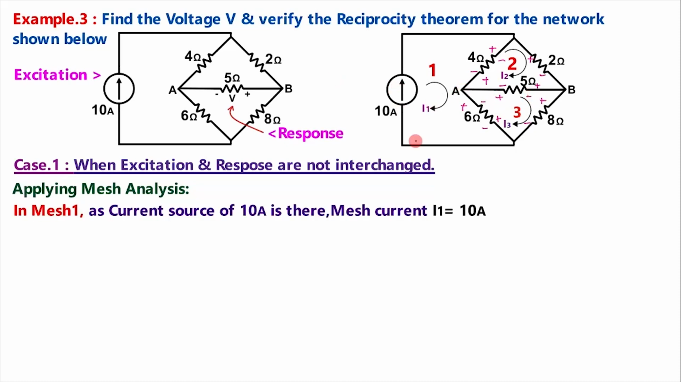In mesh 1, a current source of 10 ampere is there. The mesh current I1 will be equal to this 10 ampere. That is, I1 is equal to 10 ampere.